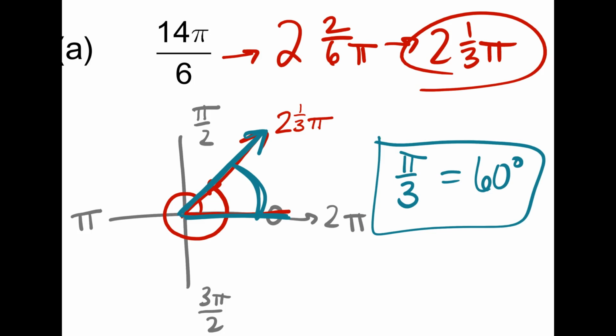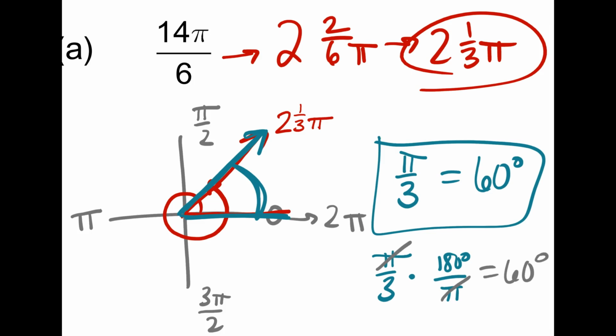Okay, so 2 and 1/3 pi. I went all the way around one time for 2 pi. And then how much further did I have to go? 1/3 of the way to pi. So literally my reference angle is 1/3 pi. And then we know pi over 3 is 60 degrees. If you didn't remember, we can convert. To go from radians to degrees, you do 180 over pi. This is the conversion factor. What is 18 divided by 3? 6. So 180 divided by 3 is 60.